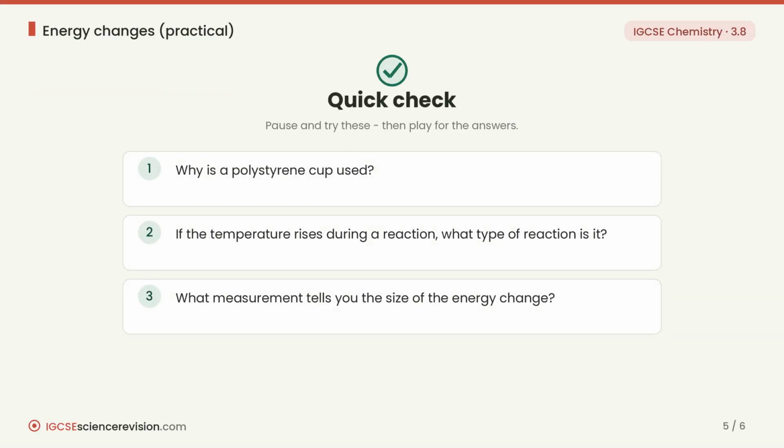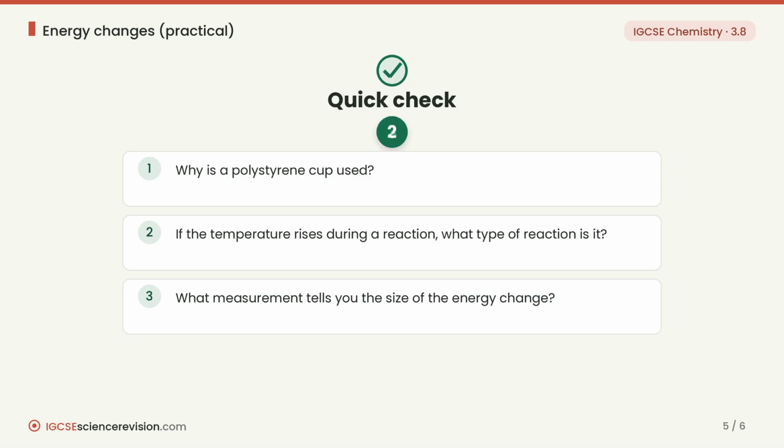Let's check what you've learned. Question 1. Why is a polystyrene cup used? Question 2. If the temperature rises during a reaction, what type of reaction is it? Question 3. What measurement tells you the size of the energy change? Pause the video and have a go.